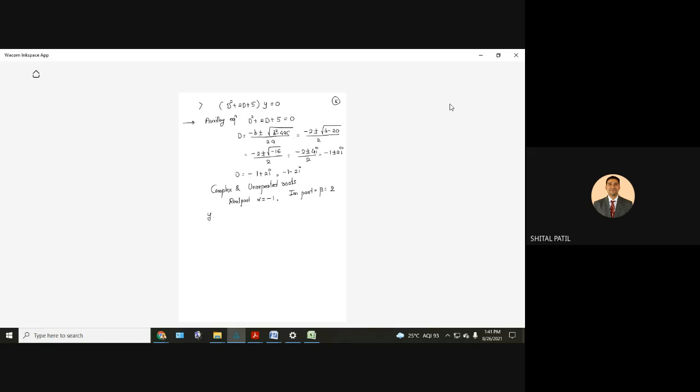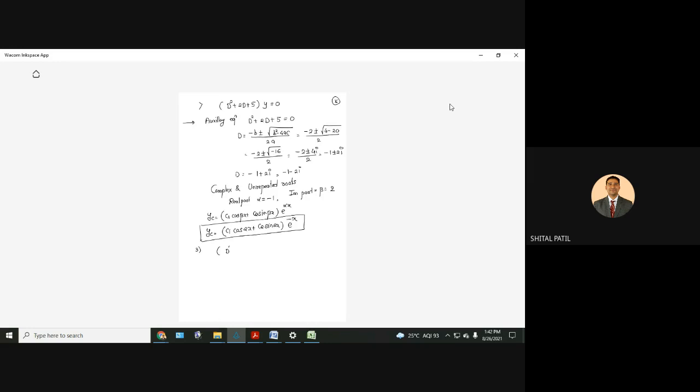Okay, so what the y of c is? C1 cos of beta x plus C2 sin of beta x, into e raised to alpha x. So C1 cos of 2x plus C2 sin of 2x, e raised to minus x. Okay, hope everyone is getting this. Next.